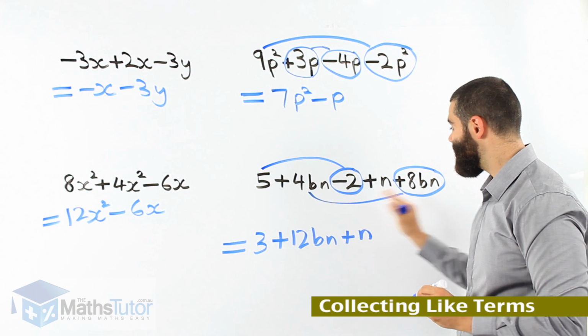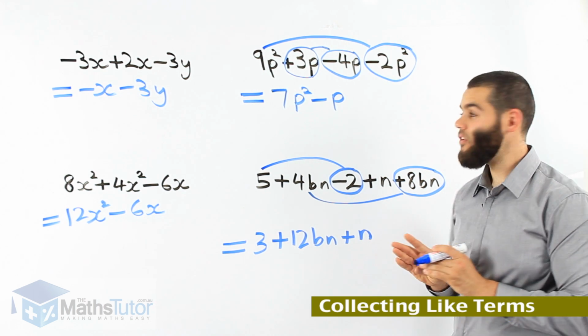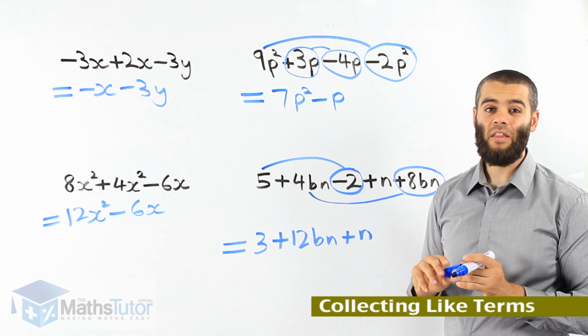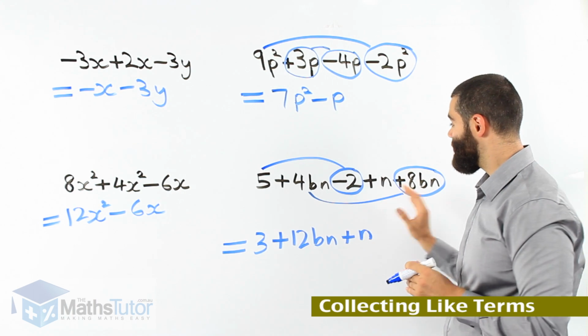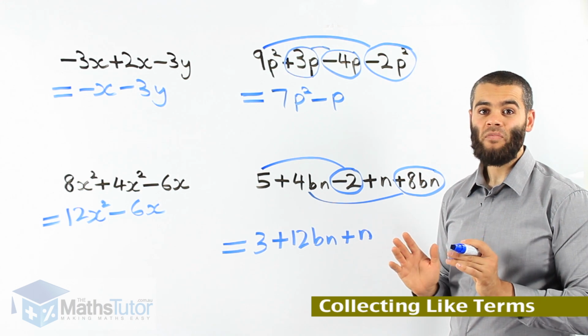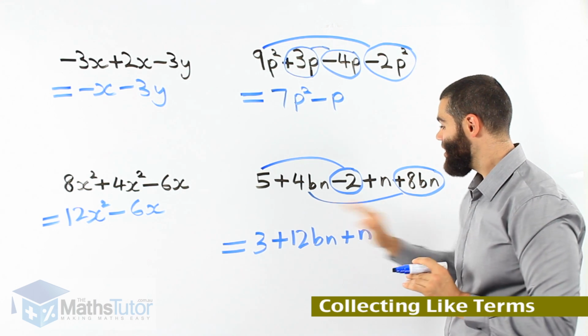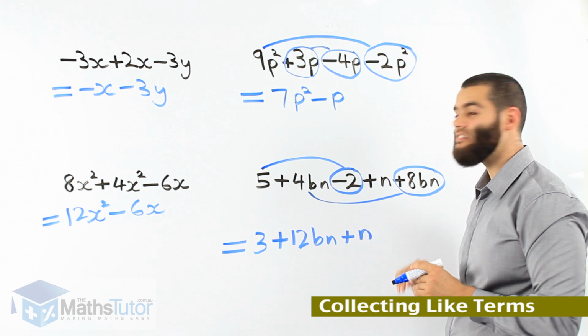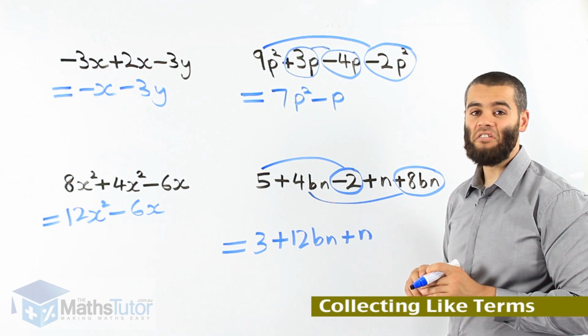As you can see, it did look long, but if you follow the same steps as you do in all the others, you won't make a mistake. You'll find it easy. Don't get scared when you see long questions. When you simplify them, it will become easy and you've got an answer. 3 plus 12bn plus n is our final answer for this question.